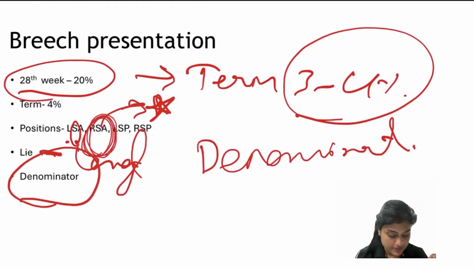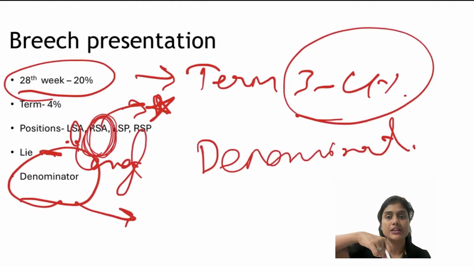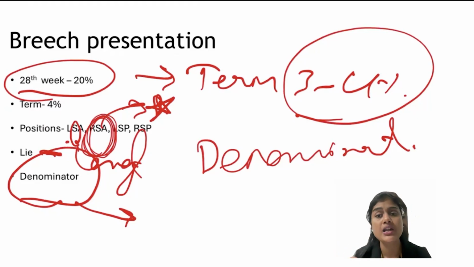Whereas the denominator, as we already discussed, is your sacrum. Sacrum is the most prominent bony prominence, so that becomes your denominator. The denominator in relation to the different quadrants of the pelvis is your position. In that, right sacro-anterior will be your commonest presentation.